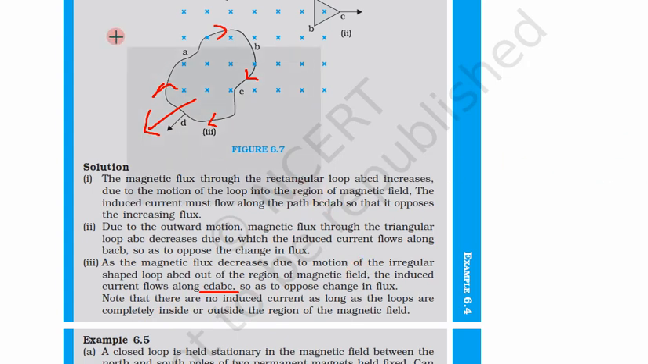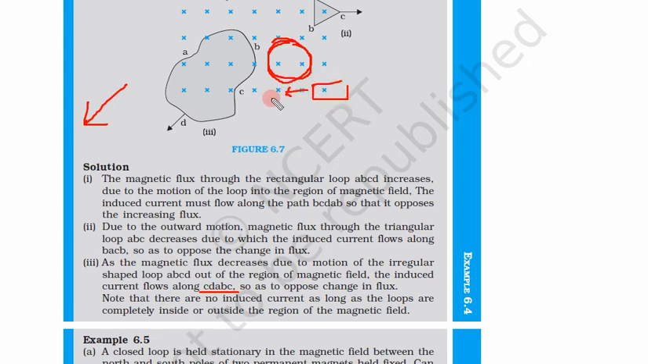Now there is a special point that needs to be mentioned. Once the loop is completely outside or completely inside, there is no change in flux, so there will be no current. If the whole thing is in the magnetic field, there is no change in flux, so the current will be 0. Flux should be changing, that means the loop is either just entering at the boundary or coming out of the field.